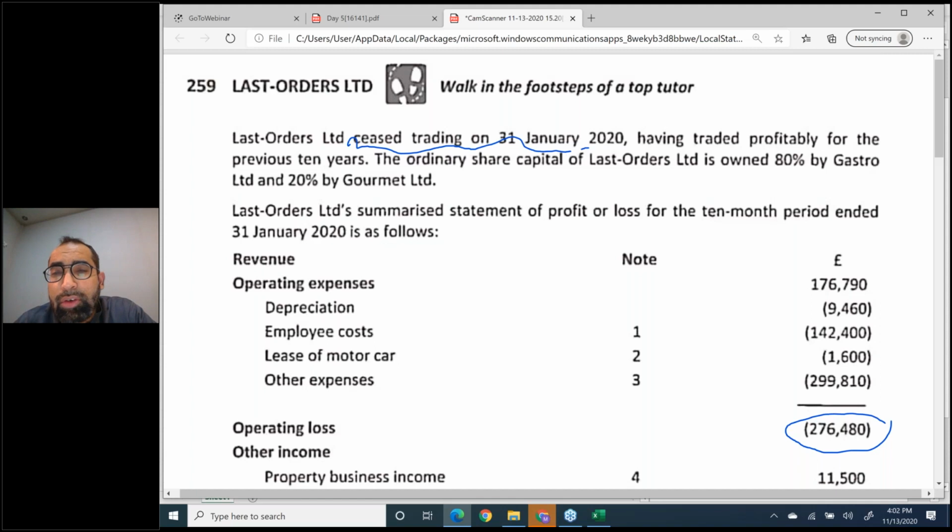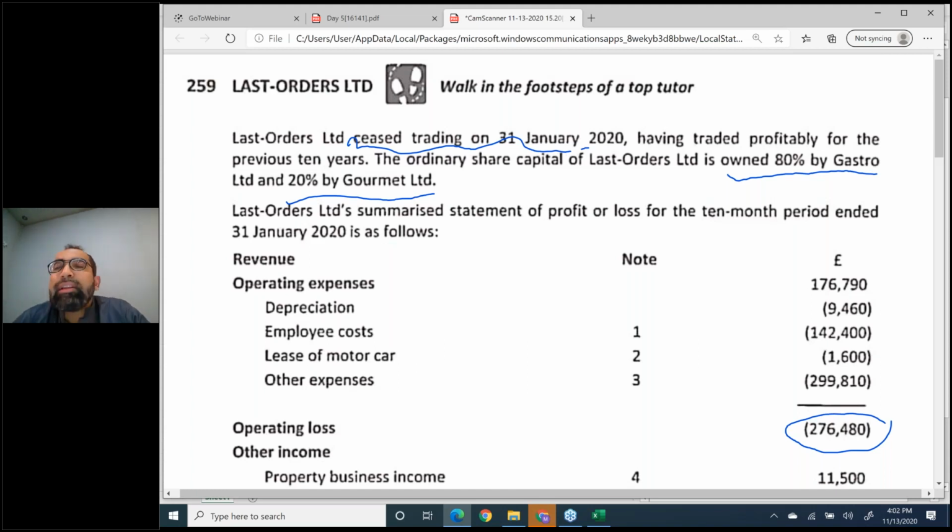Having traded profitably for the previous 10 years, the ordinary share capital of Last Orders Limited is owned 80% by Gastro and 20% by Government Limited. Now, two messages. This company is directly owned 80% by Gastro. That means more than 75%, so this company is part of a 75% group. So yes, this company may transfer its losses to Gastro Limited, and Gastro Limited's losses may come here. Exchange of losses is possible here, right?